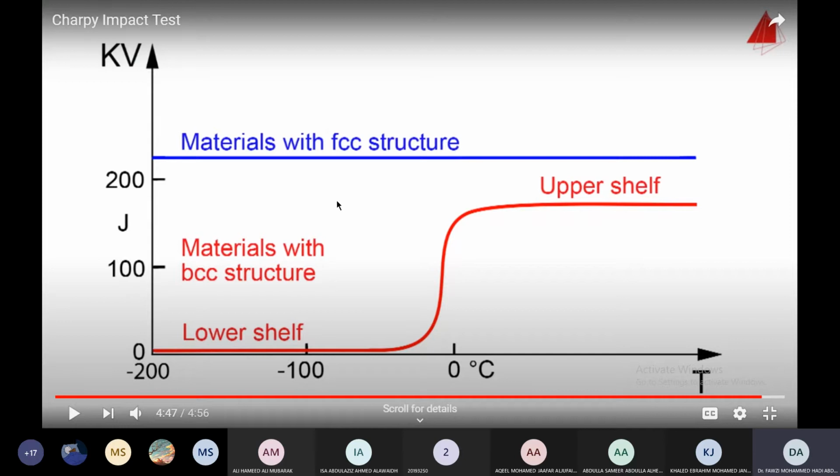So we need to be careful. On the other hand, materials with the FCC crystal structure, actually it's not like that. There is some loss of ductility, of course, it's there, but the loss of ductility is very little. And this is a concern that we have when we talk about toughness and reliance on the transition temperature that they have.